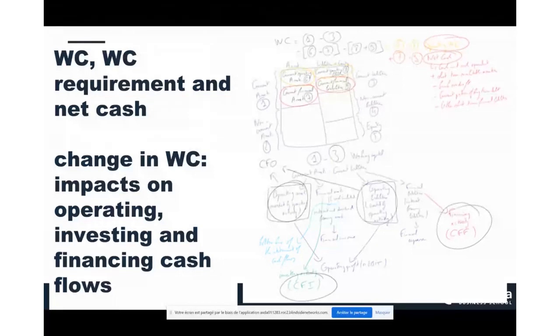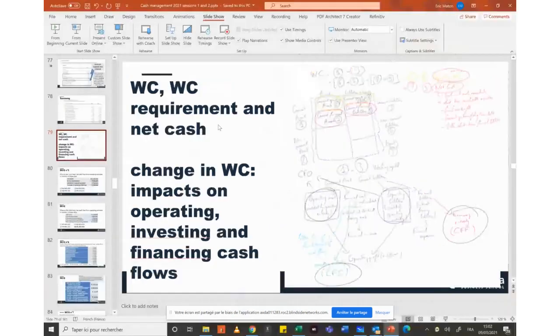But in the slides of sessions 3 and 4, we'll come back to the working capital requirement and the net cash. And I made a mistake, it is 1 minus 3: current assets minus current liabilities, not 1 minus 2. So in this way, you have the slide with the chart diagram.